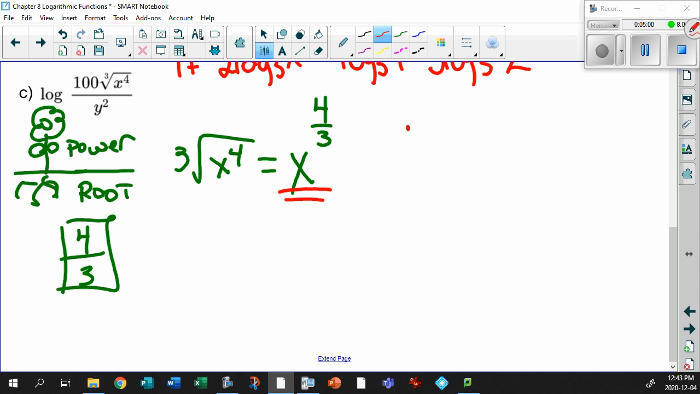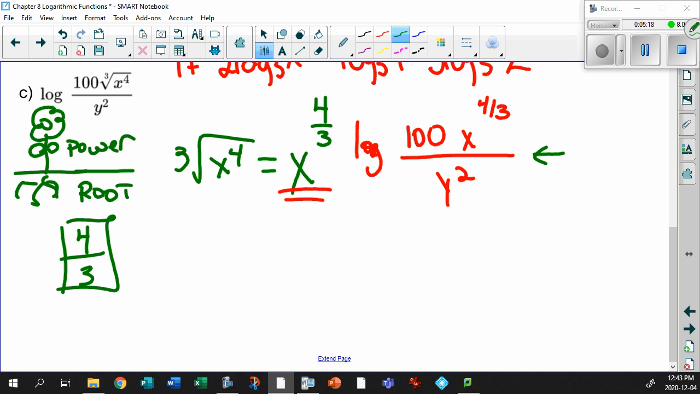Here we go. Here's 100. Now this is common log, perfect, of 100 times the cube root of x to the 4, which is x to the 4/3, over y squared. Okay, do you see the subtraction? I do. So let's subtract it out. Let's see what we get. So we got log of 100 x to the 4/3, right? Subtract log of y squared.